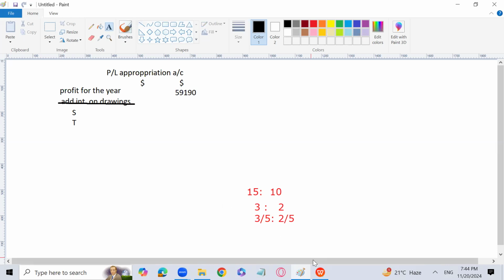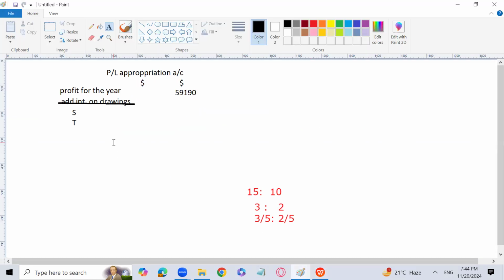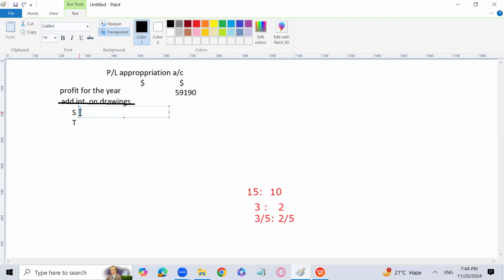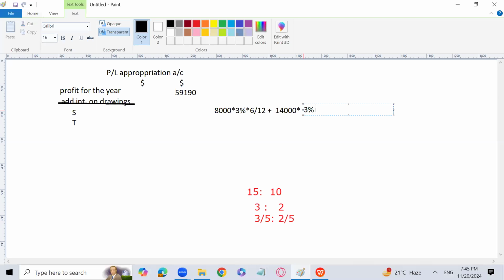For S, the interest on drawing is going to be 3%, but that is going to be charged for each proportion of the year. So the drawing for S is 8,000 in the first 6 months, but in the next 6 months, it is going to be 14,000. So let's calculate it. Let's calculate it over here because the place is not that much. 8,000 multiplied by 3% into 6/12 plus 14,000 into 3% into 6/12.